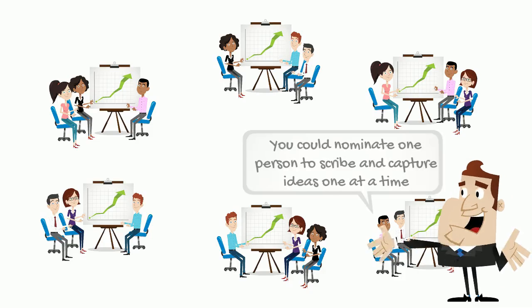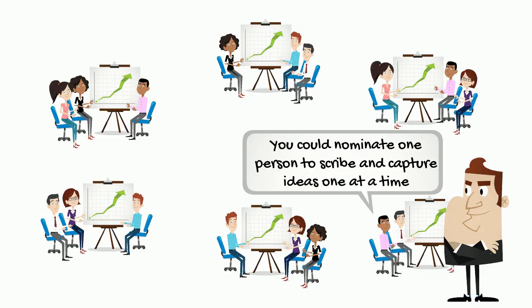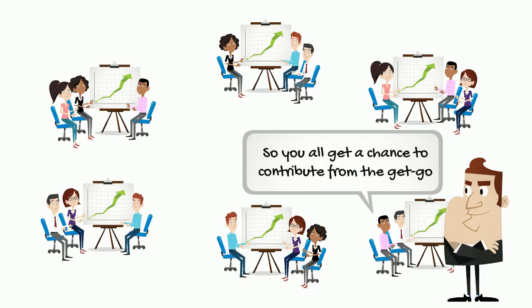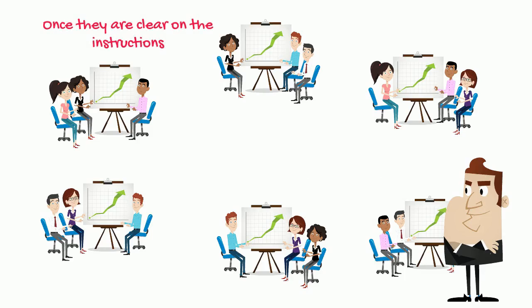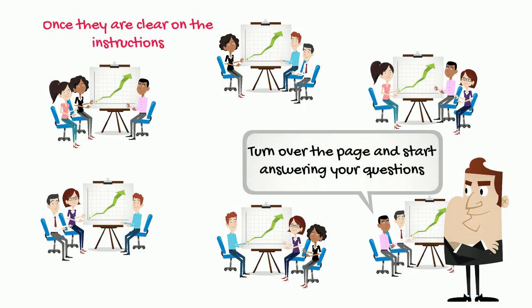You can also suggest that they nominate one person to scribe in their subgroup and capture 1 idea at a time from each person so they all get a chance to contribute from the get-go. Once they are clear on the instructions, tell them to turn over the page and start answering their question.